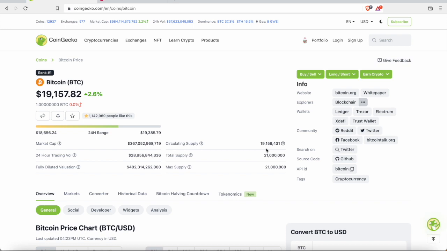But where is this important? Well, let me show you a coin that has very little circulating supply. So, Optimism.